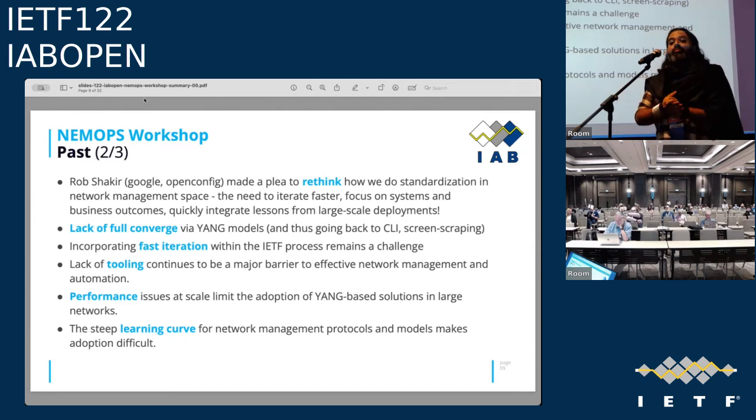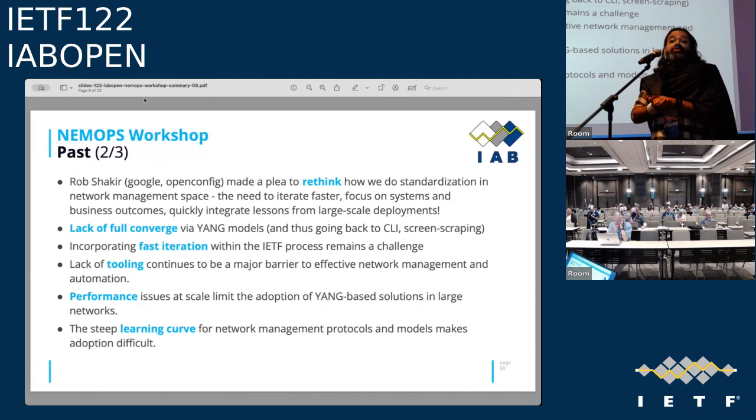The discussion brought up a lot of interesting things. That is, we have Yang models, but since Yang models don't have full coverage, you have to rely on CLI, you have to rely on screen scraping. So your solutions are always more complex because you are relying on multiple techniques to do that. Incorporating the ideas that we have that, yes, let's try to iterate faster via Yang or via our network management protocols. But how do we balance things? How do we make sure that we respect the consensus process that we have in the IETF? At the same time, we come up with our models faster.